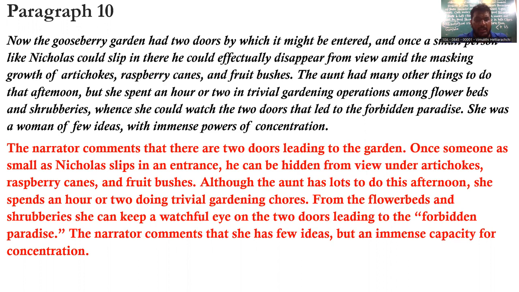Now what happens here, even though she had a lot of other work to do, she was doing trivial gardening operations, very small work, very useless things, right? She was working there for more than 2 hours in order to get some kind of evidence about Nicholas's entering. So she was waiting for Nicholas's arrival, right? Can you understand now what happens here? Right. So first and foremost, she gave some kind of target to Nicholas indirectly.